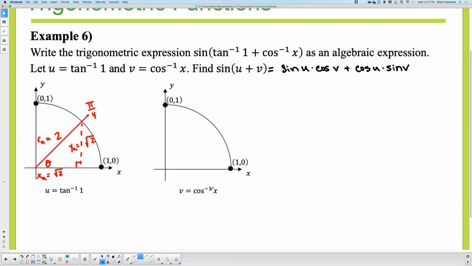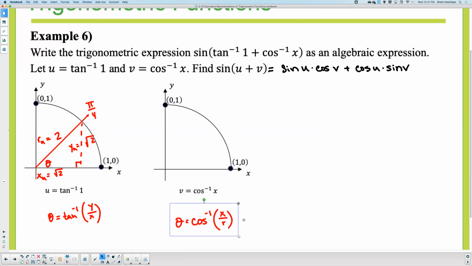Okay, come over here. This says cosine inverse of x. Now, what is cosine as a ratio? X over r. If this just says x, what does that mean our r is? Our r would have to be 1. Very good. Okay, so this time, since it's an x, I don't know where to put the angle. So since we don't know where it goes, I'm just going to put it right in the middle.